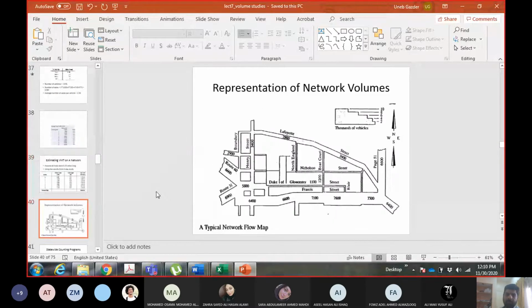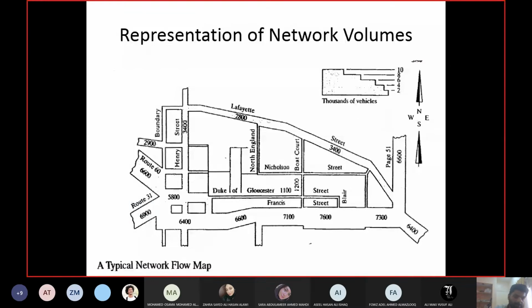Okay, this diagram is a representation of the volume. We call it a network flow diagram. Okay, it's a sketch of the area in which you conducted the study. So first of all, you prepare the sketch. Now, why I'm saying this is a sketch, not a drawing, because a drawing is to the scale. This is not to the scale. Okay, why it's not to the scale?